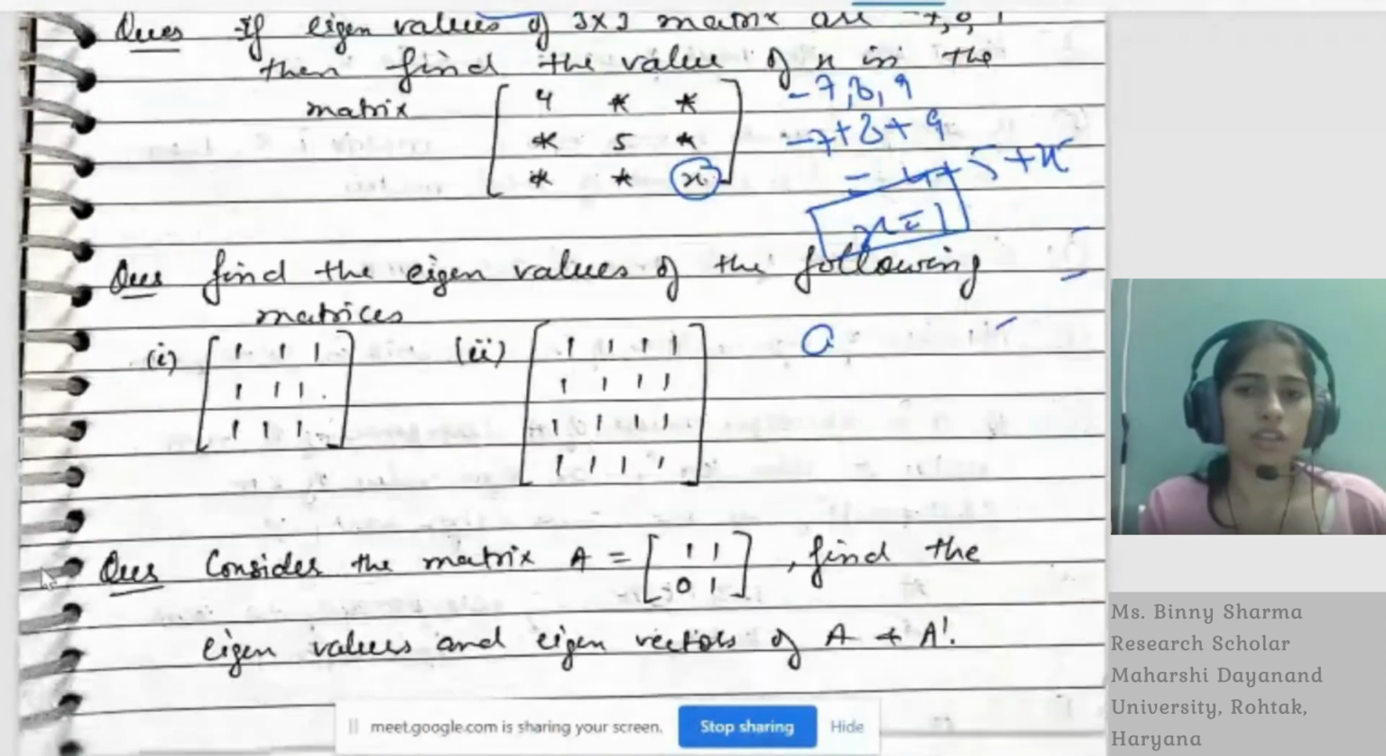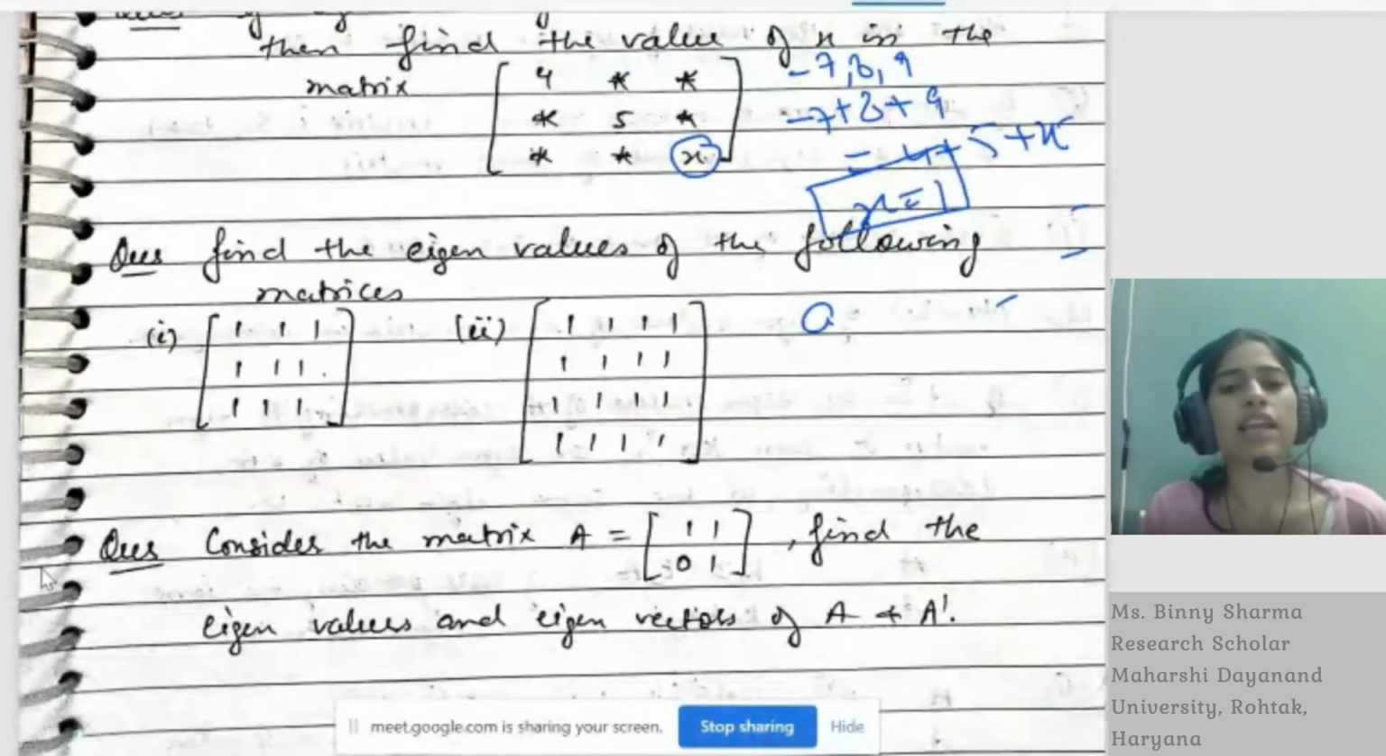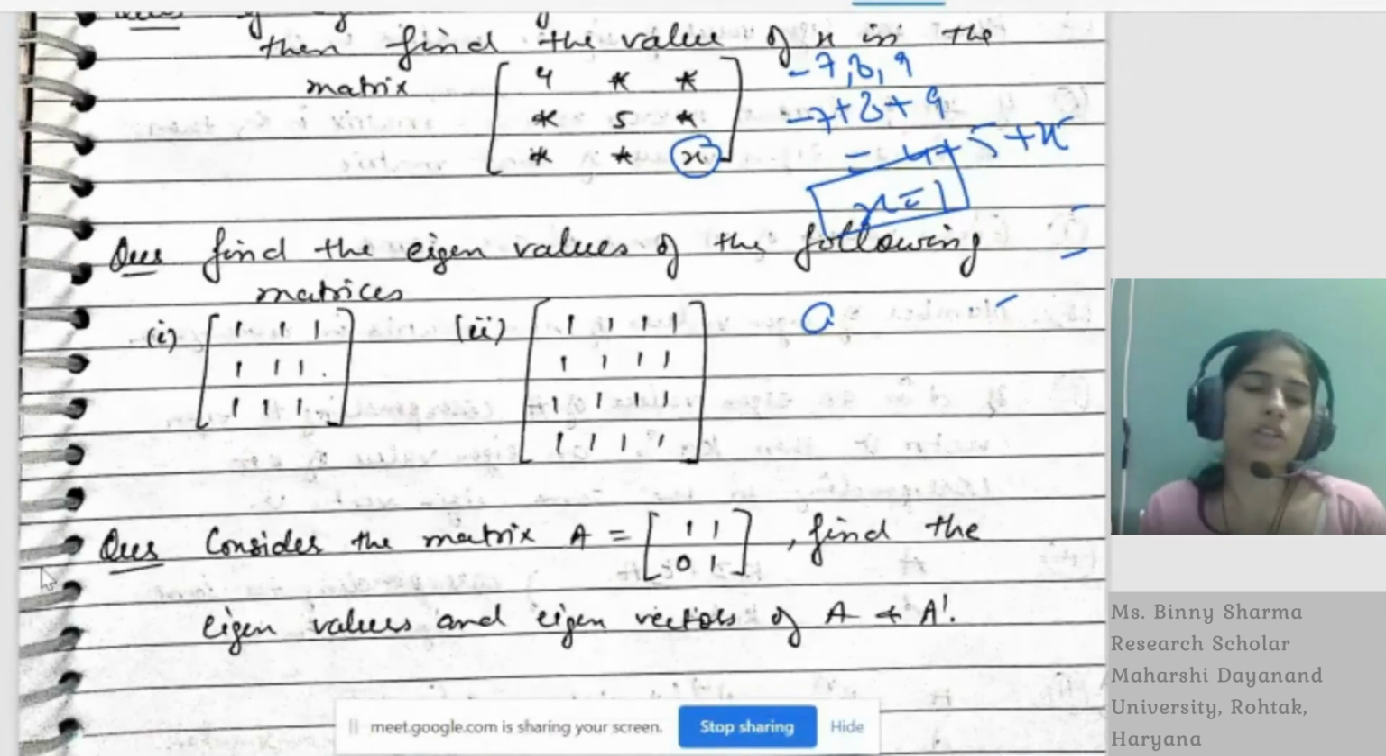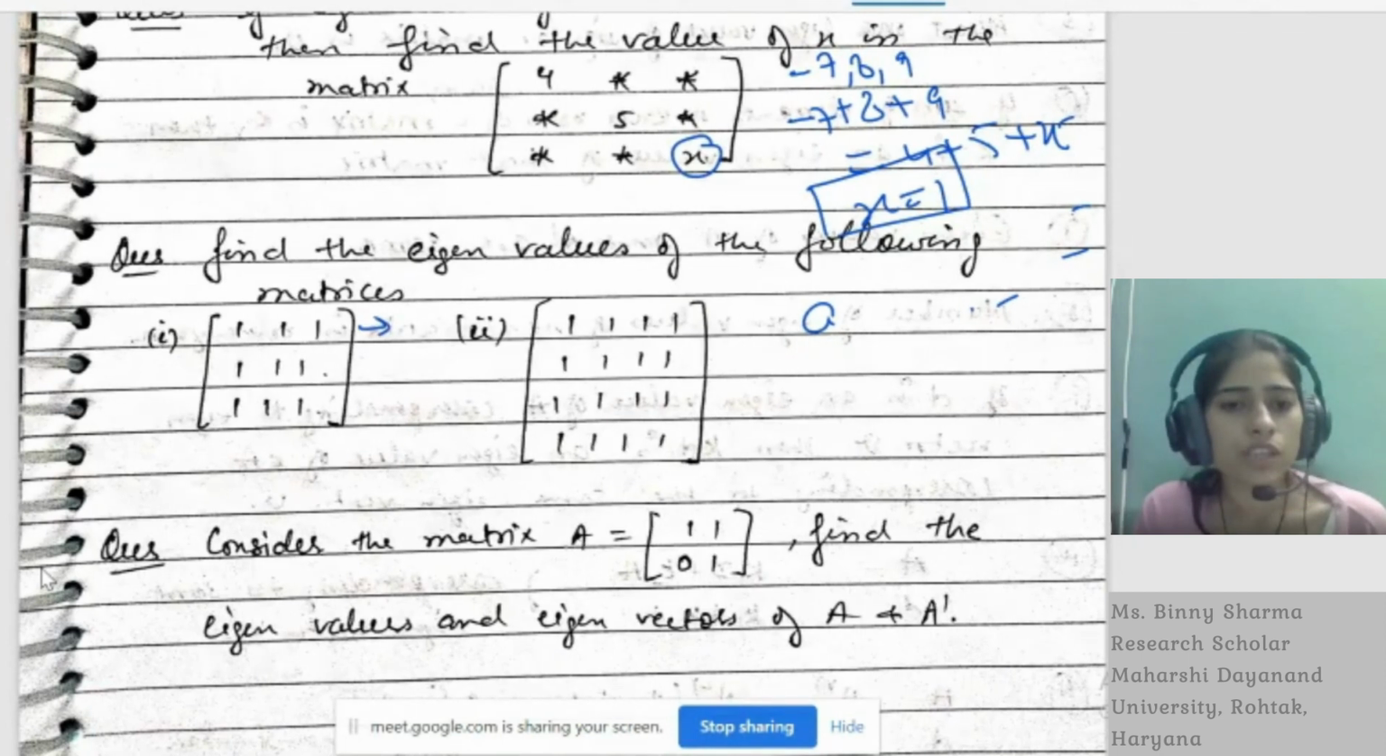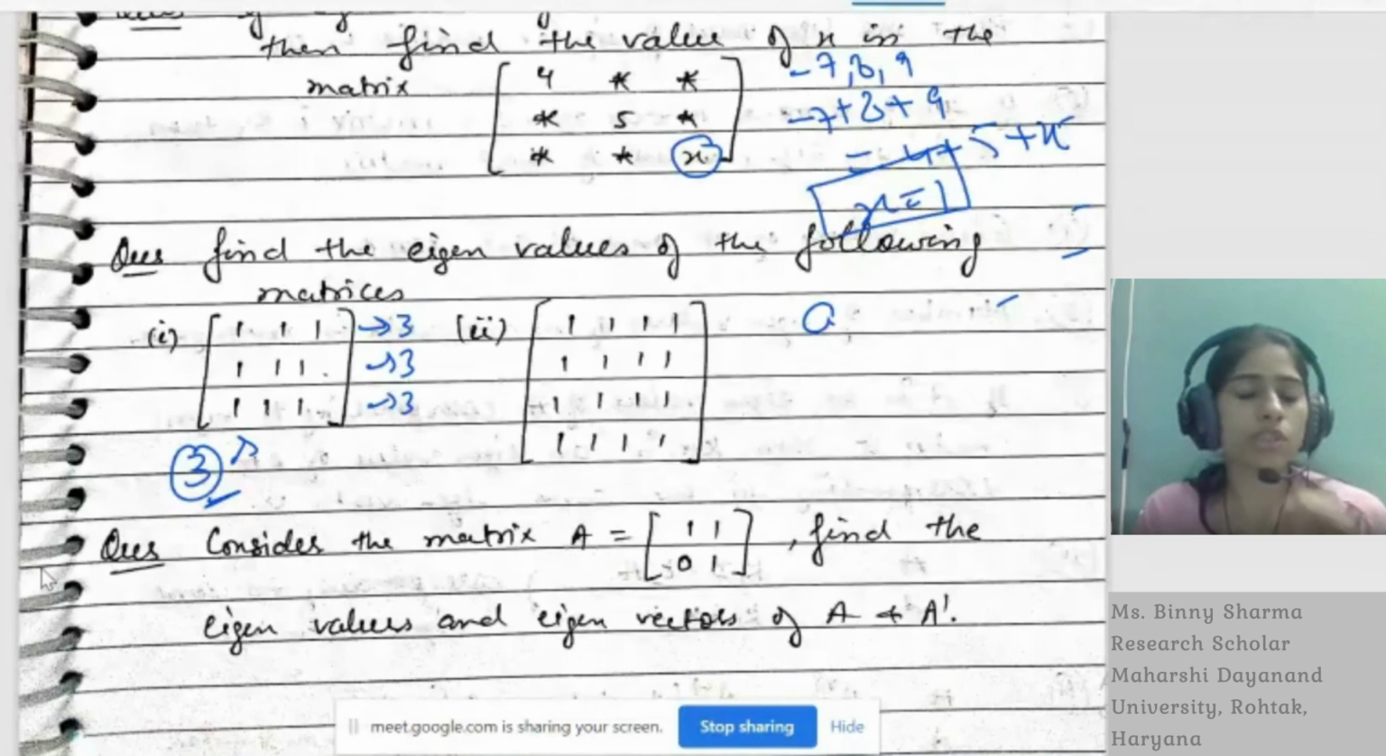Find the eigenvalues of the following matrix. We have a matrix whose all entries are 1. So without doing the calculation work, we can easily find the eigenvalue of this matrix. Sum of each row is 3. So 3 must be an eigenvalue of this matrix. One eigenvalue must be 3.